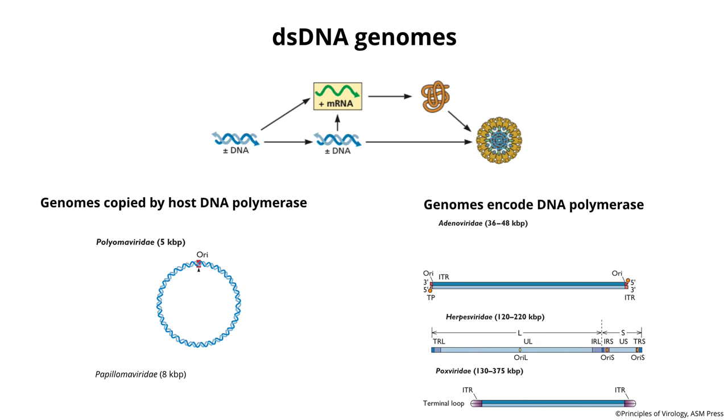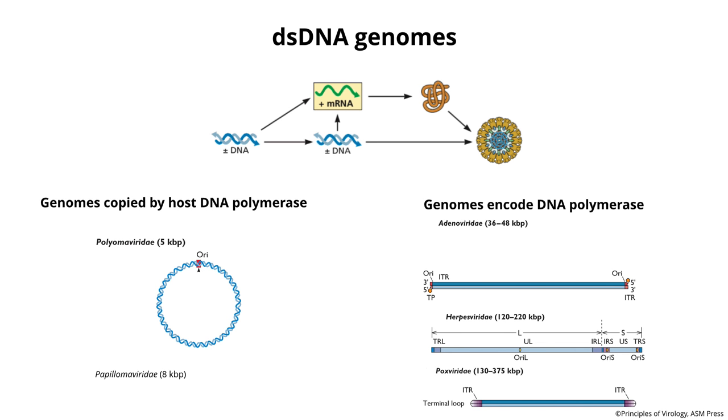So you have mRNA. The mRNA, of course, encodes proteins. Some of those proteins will replicate the DNA genome and eventually go on to make new virus particles. So a rather simple strategy, but don't let this fool you. Some of the replication cycles of these viruses are pretty complicated.